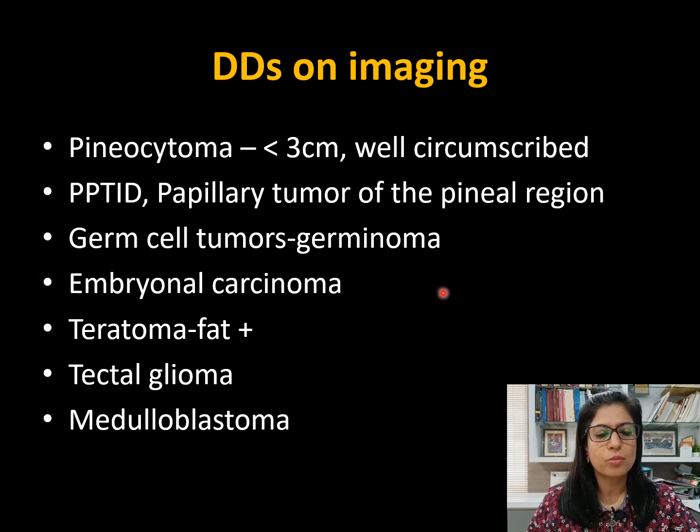One must also remember embryonal carcinomas. Teratomas show fat component, tectal glioma or the diffuse midline gliomas. Next possibility considered should be medulloblastomas, which are located commonly in the vermis than in the pineal region, but it may be difficult to differentiate if the size is larger.